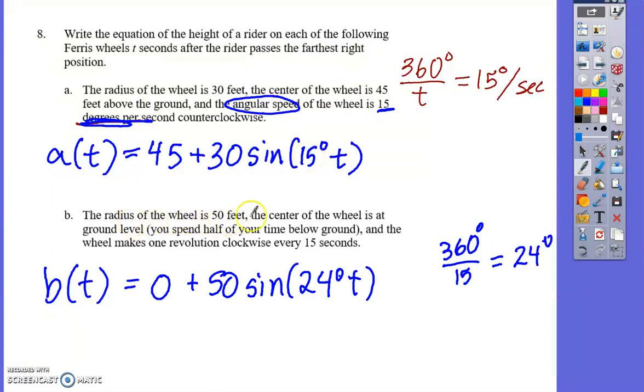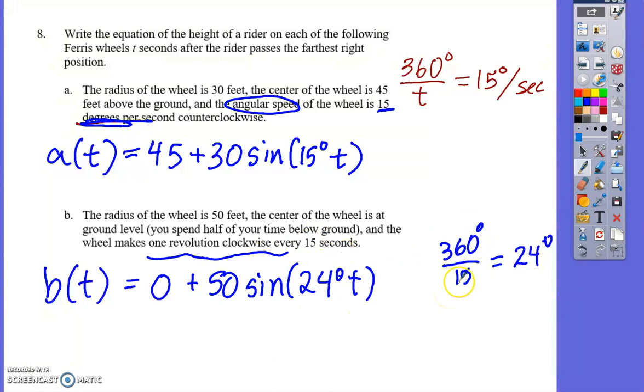The radius of the wheel is 50 feet, which goes right there. The center of the wheel is at ground level, so there's a 0. You didn't need to write 0. And then it takes 1 revolution clockwise, and I actually have this slightly wrong. I wanted to do that wrong on purpose. So clockwise every 15 seconds.